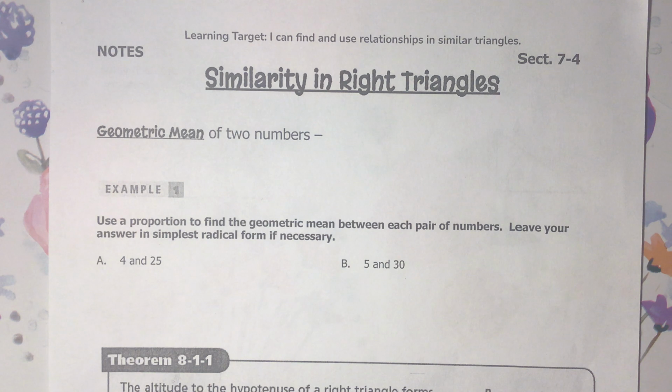We are now in section 7-4, and we're still talking about similarity. Today we are going to be specifically talking about similarity in right triangles. What I'd like for you to be able to do by the end of this lesson is to use relationships in similar triangles to find missing values and set up proportions, things like that.